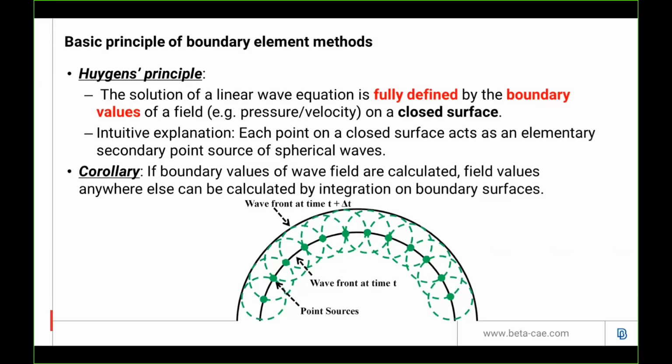And the intuitive explanation is that for a wave field, each point on a closed surface, on a closed wavefront, for example, acts as an elementary spherical wave source, a secondary point source of spherical waves. And the individual spherical wavefronts at a later time overlap to produce a secondary wavefront so that the wave can propagate. This principle tells us that if we know the boundary values of the wave field on a closed surface, we can calculate the field values anywhere else by integrating on boundary surfaces.